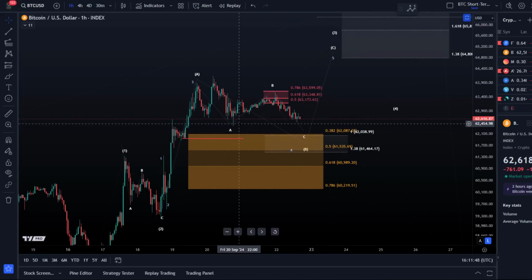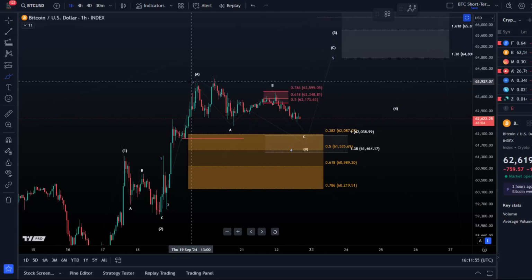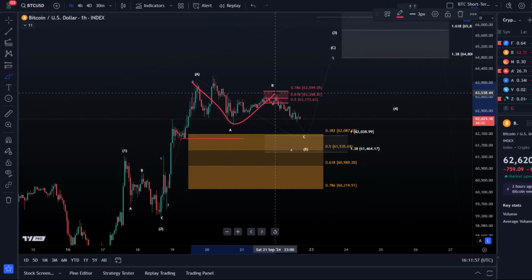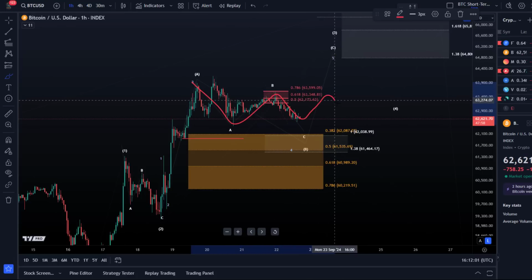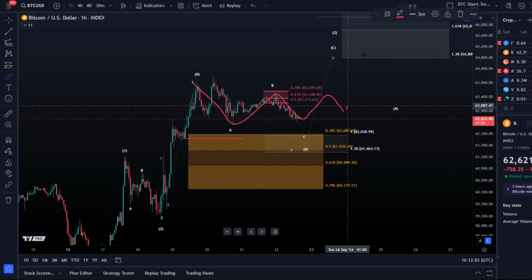And what I'm saying is that this level needs to break from Friday, because until we break below that level, this could also be a triangle. A, B, C could still happen, D, lower high, E, higher low, and then maybe we go up more directly.